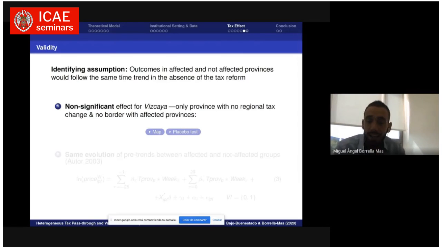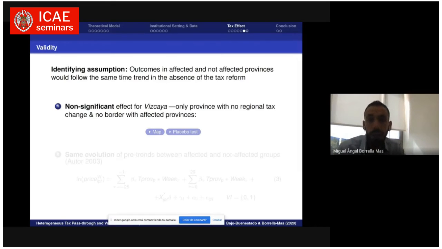Basically, in any difference in difference strategy, what we need is that outcomes in affected and not affected provinces would follow the same time trend in the absence of the tax reform. Of course, this common trend assumption is not directly testable because the physical location of gas stations is obviously not the same in both groups. Nevertheless, we can implement several tests to confirm the validity of our identifying strategy.